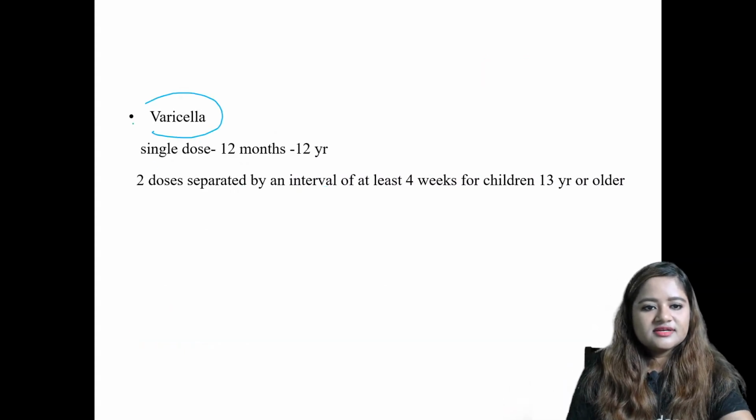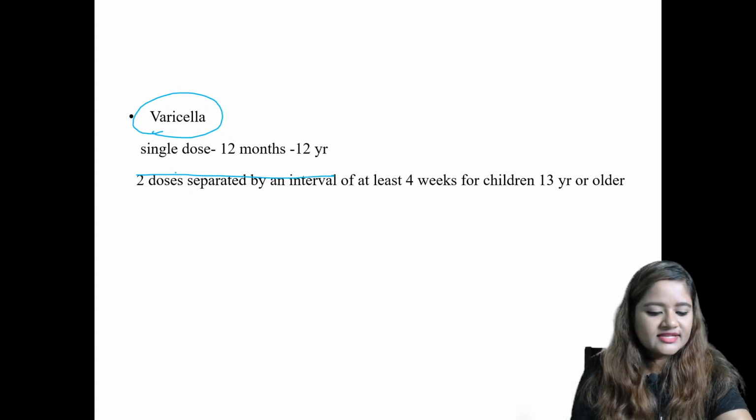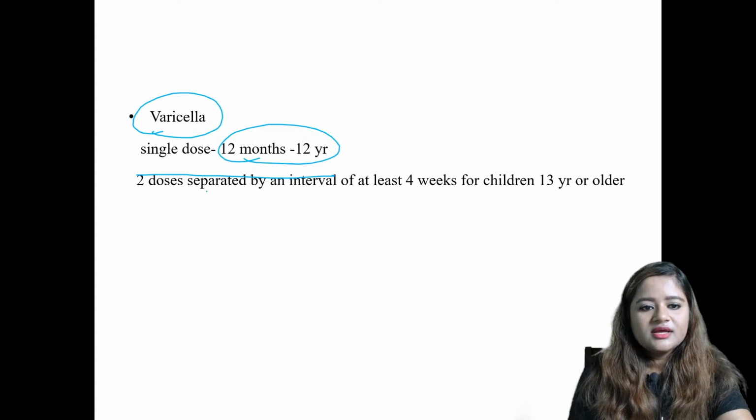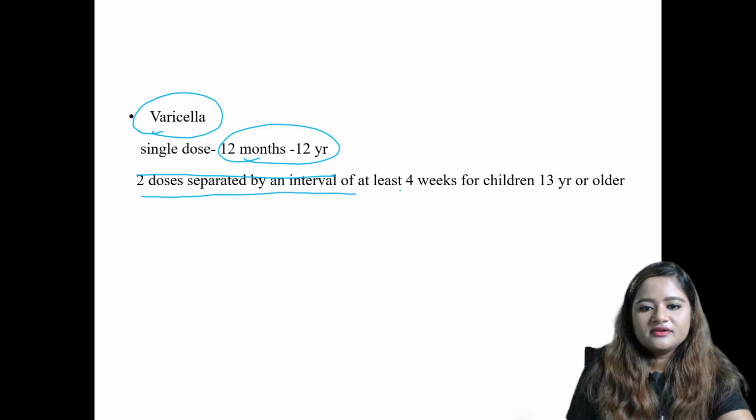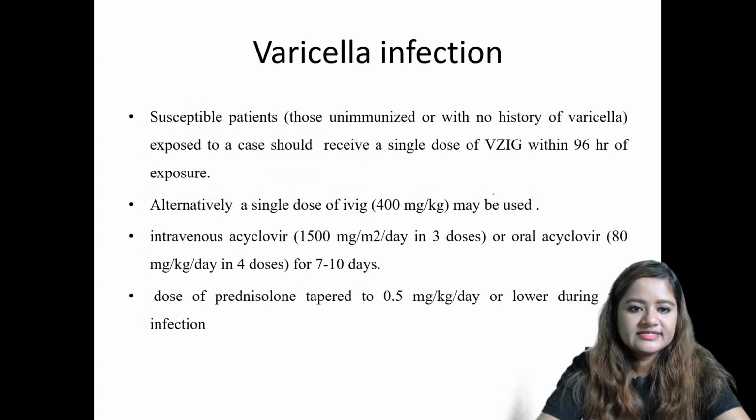Regarding varicella, a single dose can be given at 12 months. Any dose can be given during this duration, but two doses separated by an interval of at least 4 weeks should be used. So varicella is also now not contraindicated in nephrotic syndrome. You can give it easily.